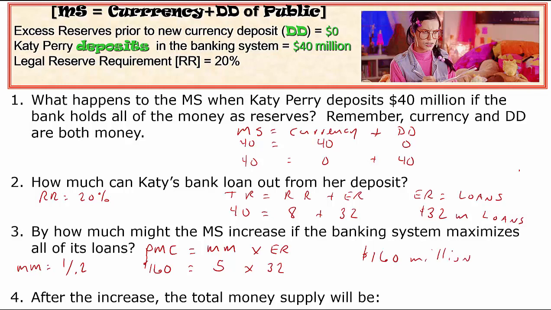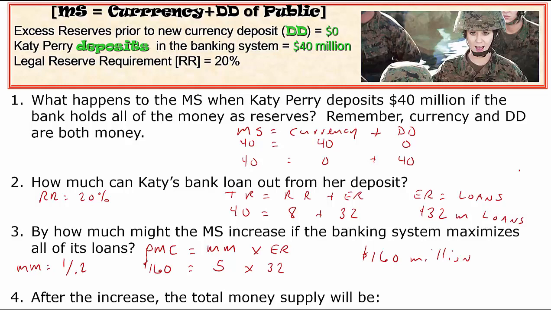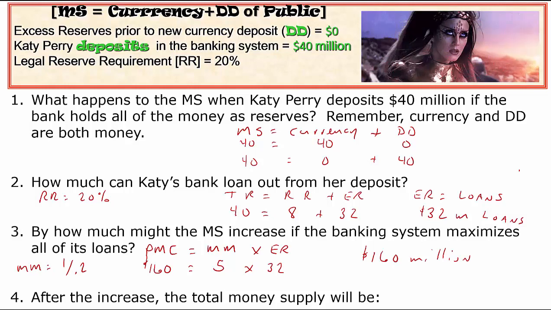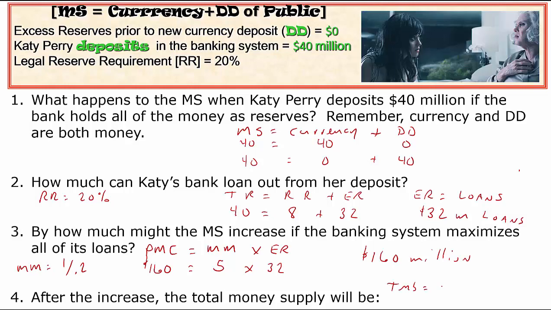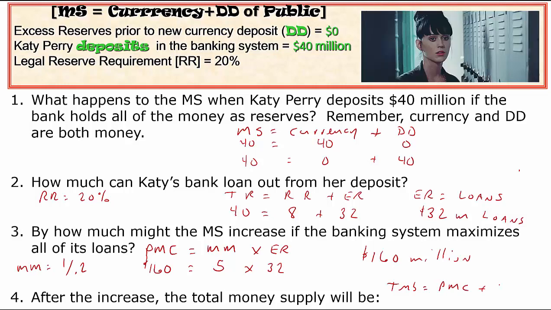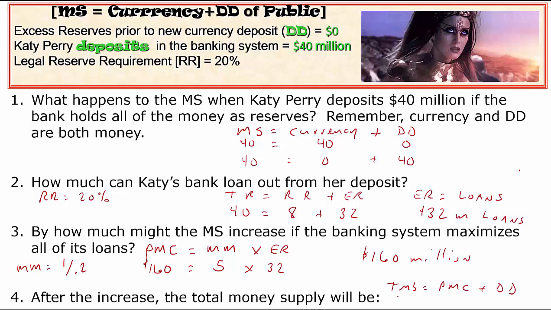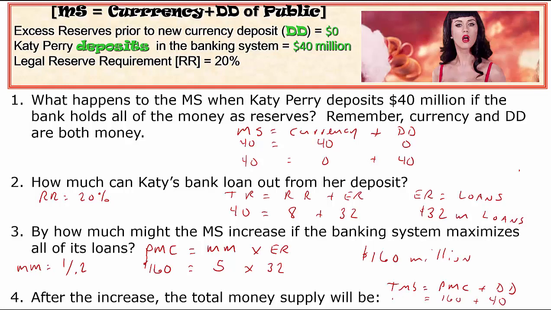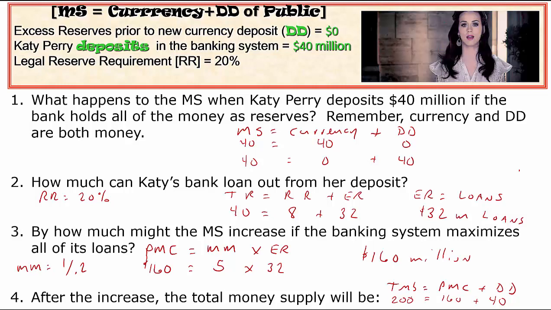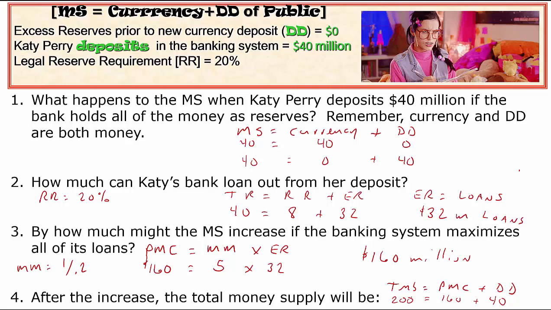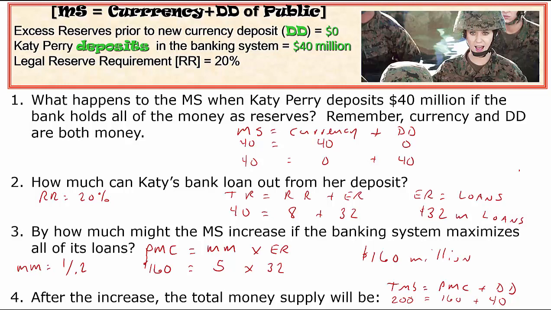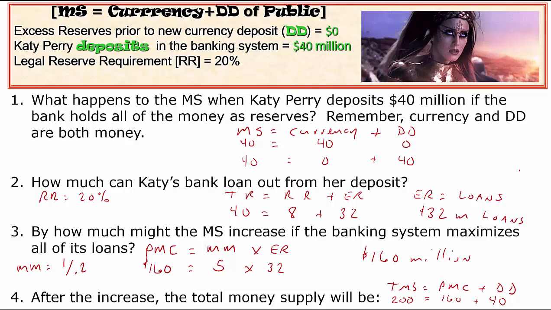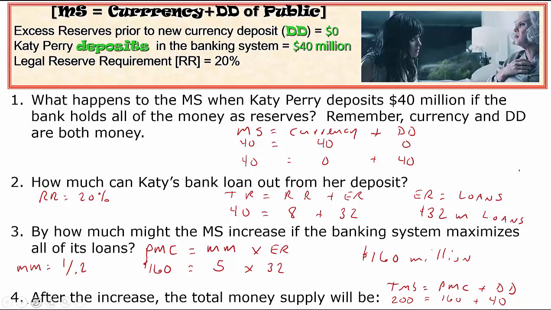Maybe I should double check that. I don't want y'all to get confused if I did the math wrong. Yeah, I did it right. Good. All right, so number 4. After the increase, the total money supply will be, well, this is where you just add back in the initial deposit. So total money supply is going to be the 160 created plus the $40 million deposit, for a grand total of $200 million. So what you're going to be required to do is calculate the change in the money supply when a deposit is made or when the Fed buys bonds or anything like this. Let's look at another example.